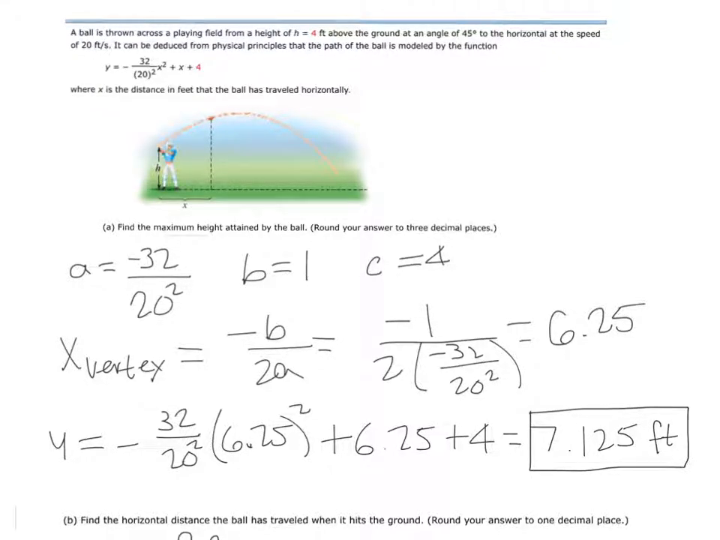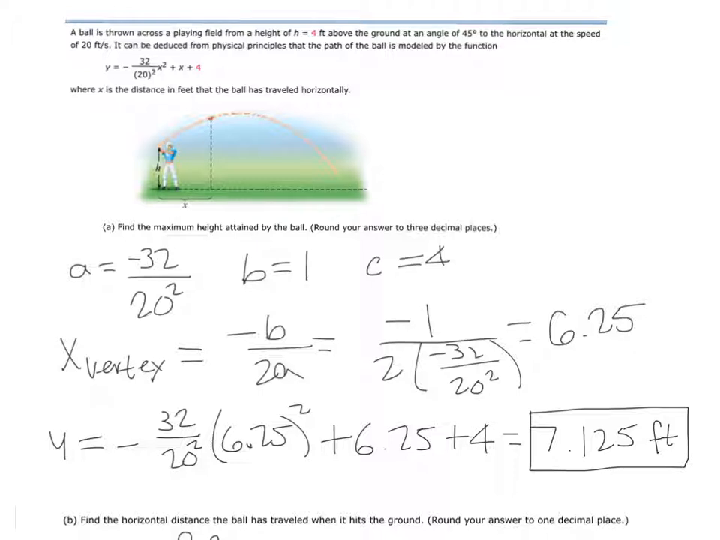A ball is thrown across a playing field from a height of h equals 4 feet above the ground at an angle of 45 degrees to the horizontal at the speed of 20 feet per second. It can be deduced from physical principles that the path of the ball is modeled by the function y equals minus 32 over 20 squared times x squared plus x plus 4, where x is the distance in feet that the ball has traveled horizontally.